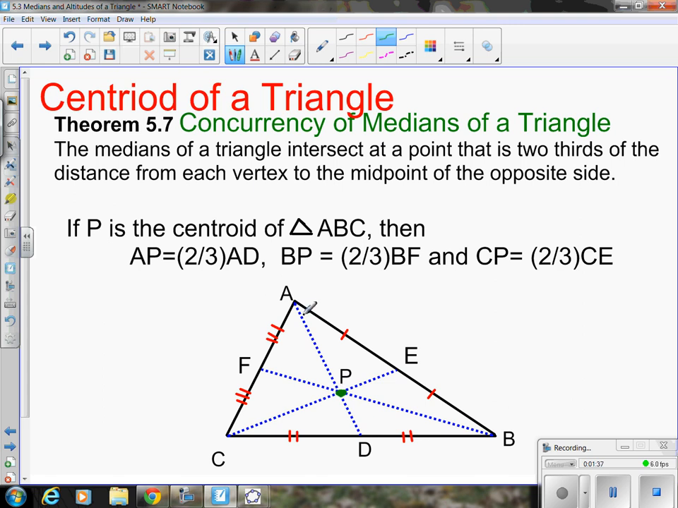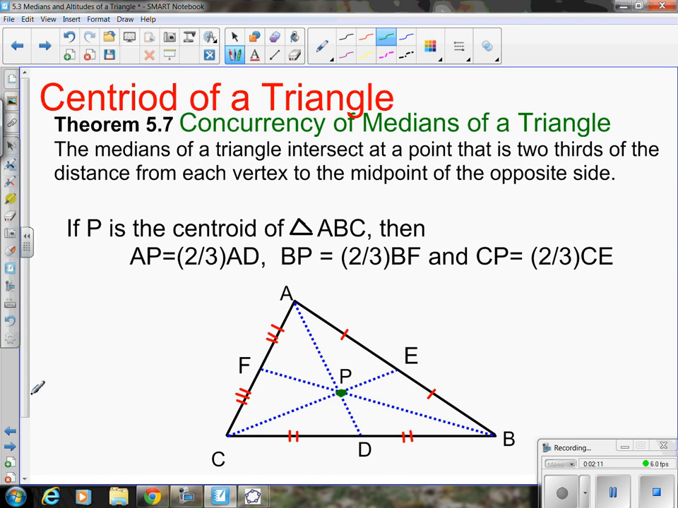This segment is divided into some parts. Okay, basically, this length PD is 1/3 of the total length. AP is 2/3 of the total length. And then basically, if this is 1/3 and this is 2/3, how does 1/3 relate to 2/3? Well, half of 2/3 is 1/3. So half of AP is the length PD.